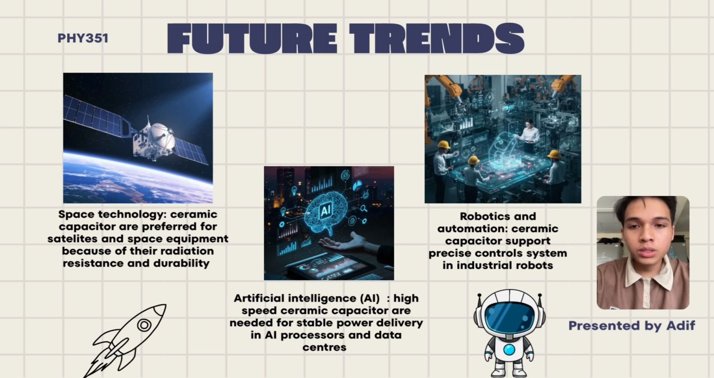For the first one, space technology. Ceramic capacitors are preferred for satellites and space equipment because of their radiation resistance and durability. For the second one, AI, artificial intelligence. High-speed ceramic capacitors are needed for stable power delivery in AI processors and data centers. For the last one, robotics and automation. Ceramic capacitors support precise control systems in industrial robots. That's all for future trends.